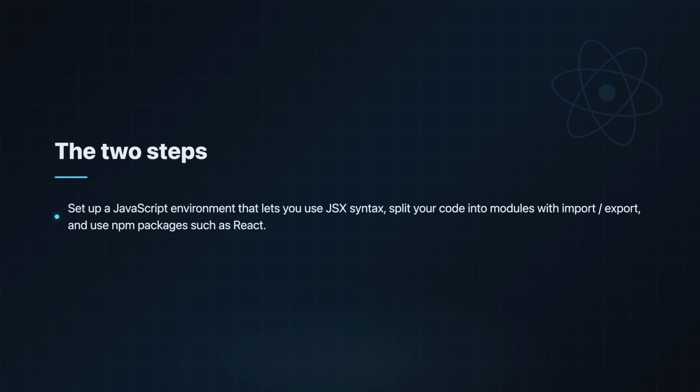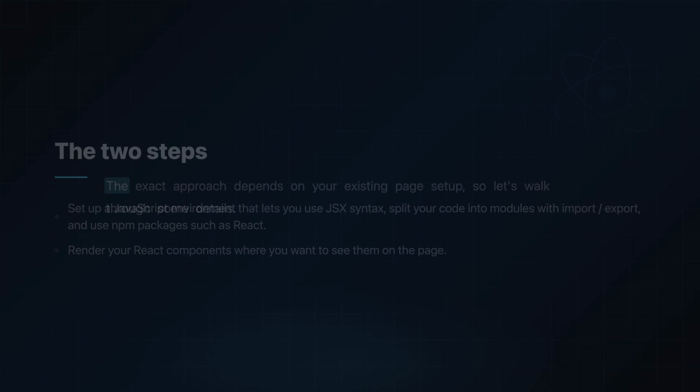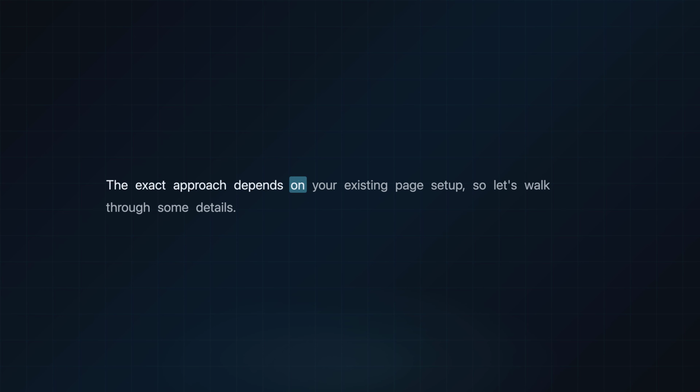You can do this in 2 steps. First, set up a JavaScript environment that lets you use JSX syntax. Split your code into modules with import and export, and use npm packages such as React. Second, render your React components where you want to see them on the page. The exact approach depends on your existing page setup, so let's walk through some details.